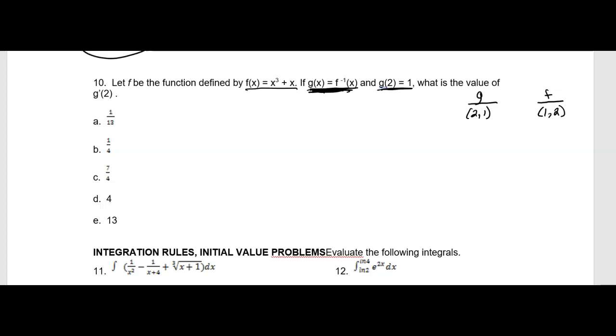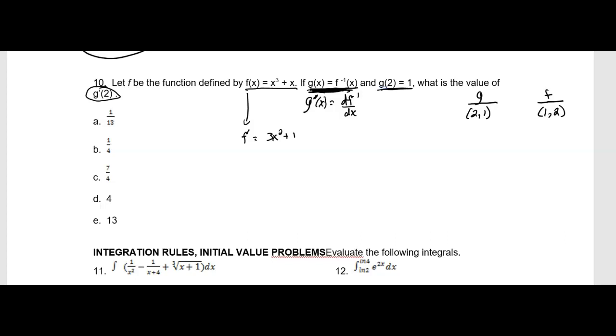They're then asking you to find the derivative of g. So if we come over here, the derivative of g would be the derivative of the inverse of f. So if we go over here to f, let's go ahead and take its derivative, 3x squared plus 1.